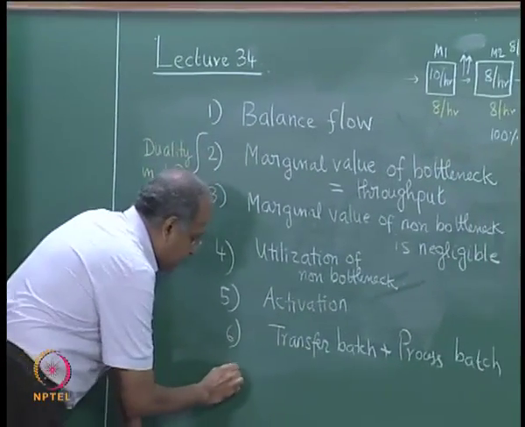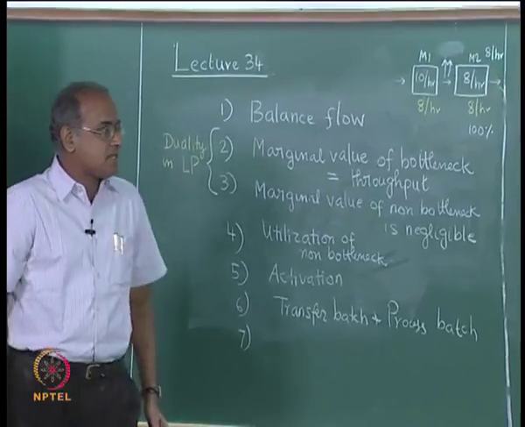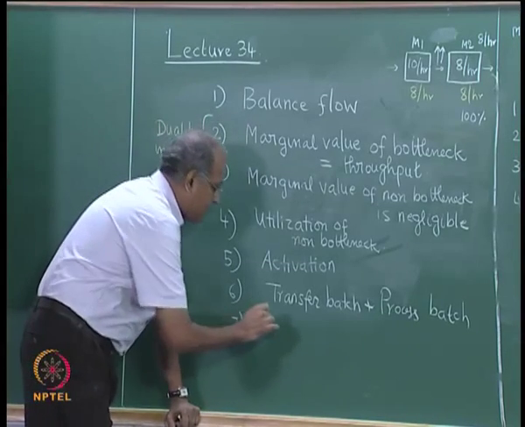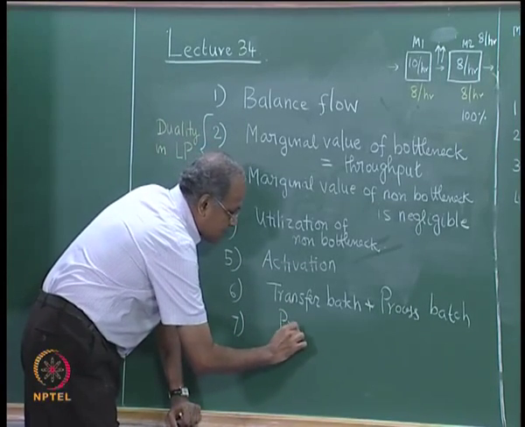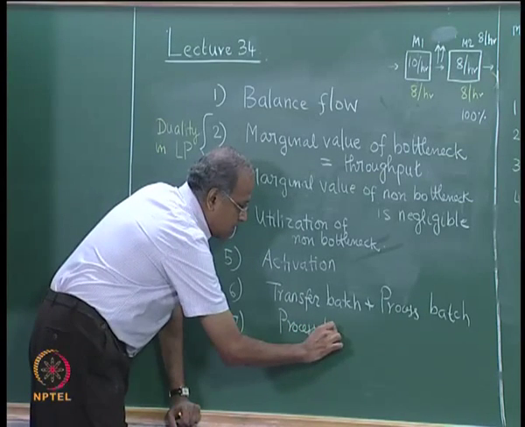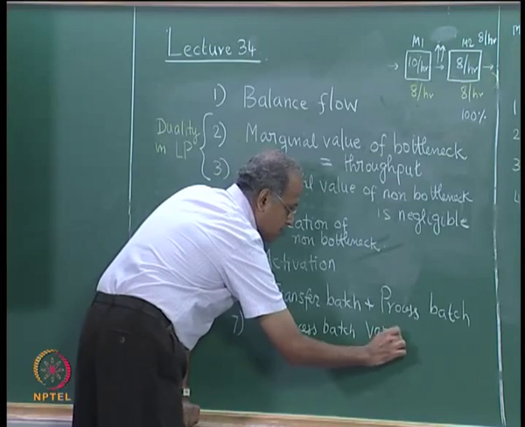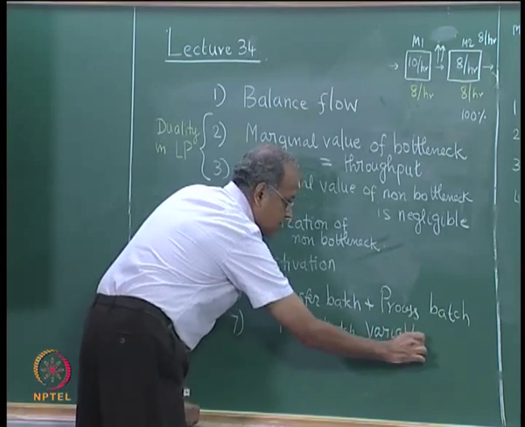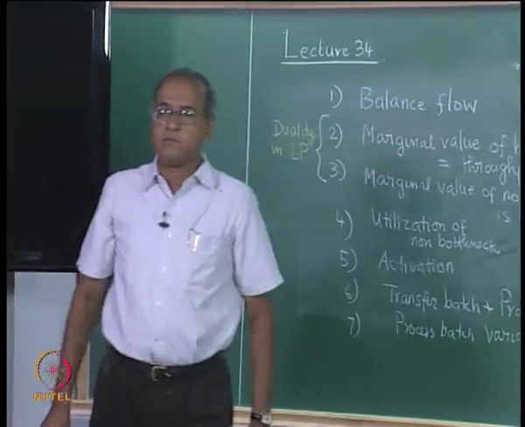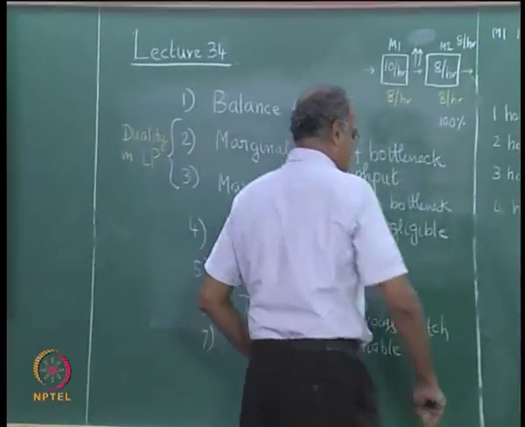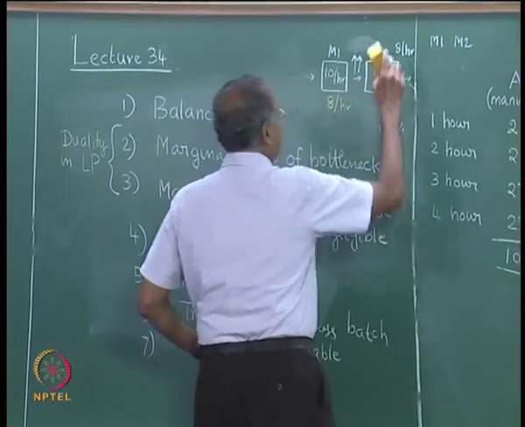Then SM7 talks about process batch should be variable along its route and over time. This is an important principle in SM. So, it talks about process batch being variable. Now, let me explain this through a simple example which is slightly different from this.